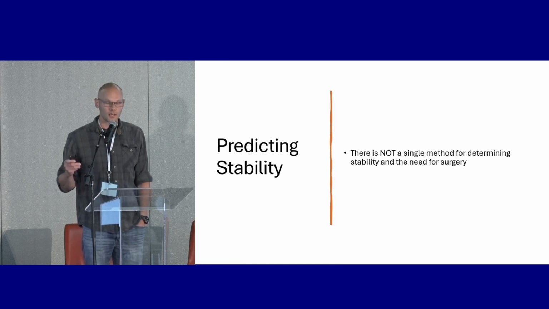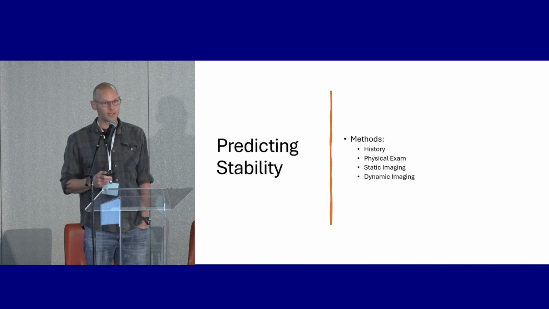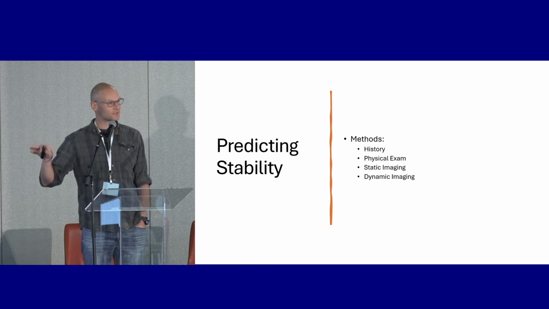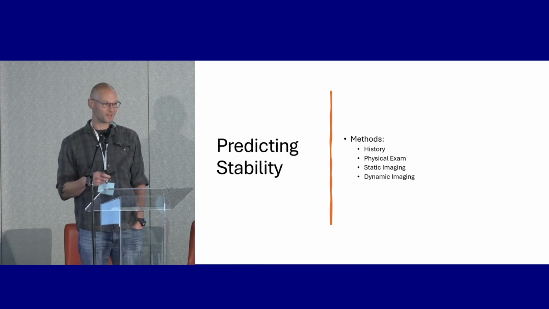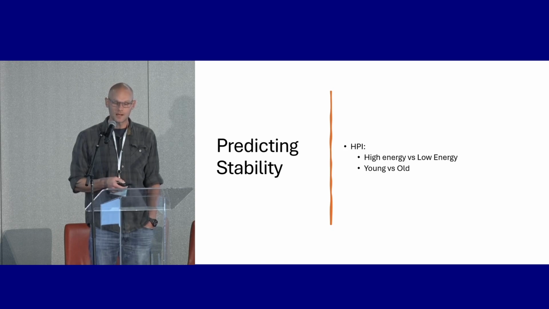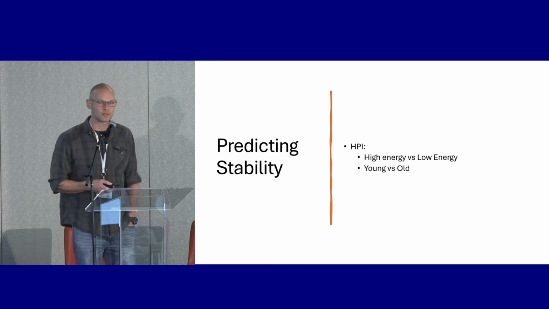So this is what I use to try to figure out if I think someone's pelvis is stable. If you guys want to take a minute and jot this down: history, physical exam, and imaging. This is what I use. So nothing unusual, just the normal stuff. Okay, so the first question is the history.